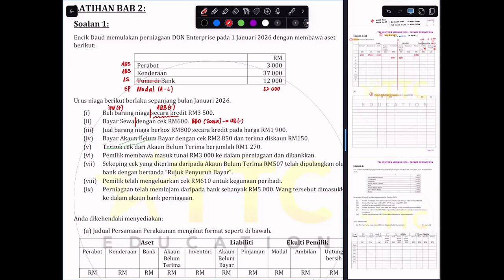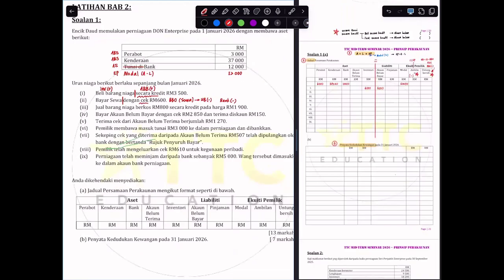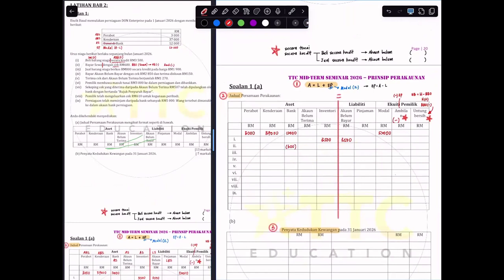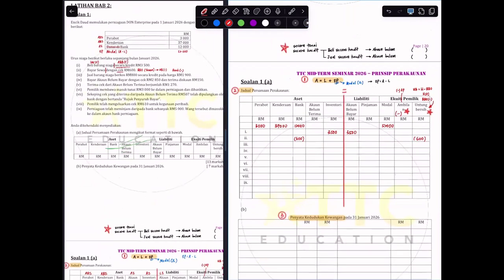Okay, then continue the sentence. Dengan check. Whenever you have check, means account what? Whenever there is a check, pay money by account what? Account bank, yes. And when you pay money, money is getting lesser. So your untung bersih minus 600. Bank also minus 600. So obviously left and right hand side also equals to negative 600 lah.